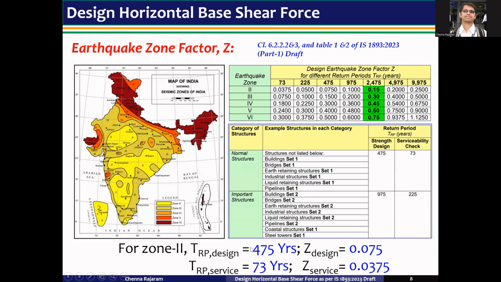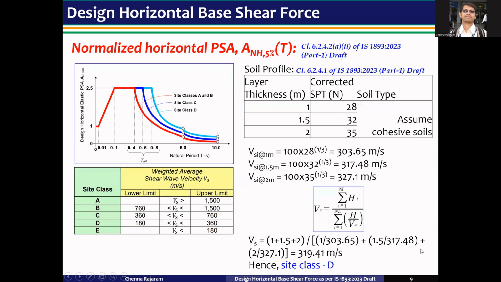Assume that the structure is located in zone 2. For strength design, the return period 475 years, the zone factor is considered as 0.075. And for 73 years return period, the zone factor Z is considered as 0.0375. Now the values are written here. For 475 years, the zone factor Z for strength design is 0.075. For serviceability check, the value is 0.0375. Next, normalized horizontal pseudospectral acceleration, that is ANH, for 5% of damping.